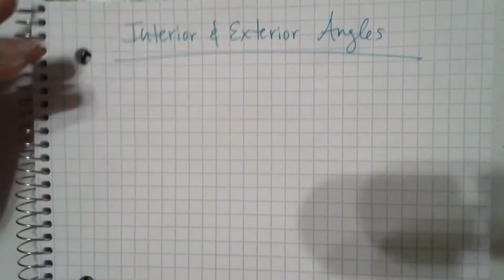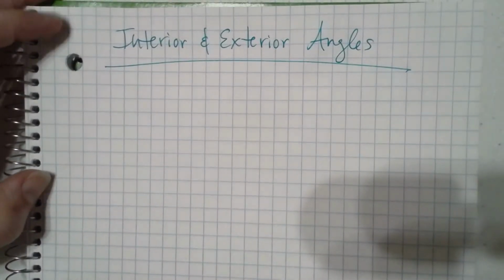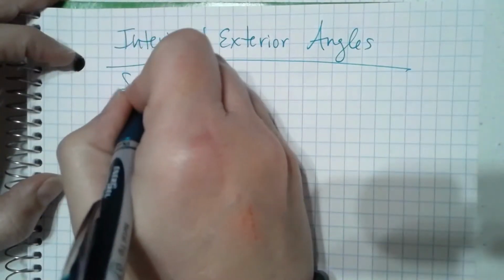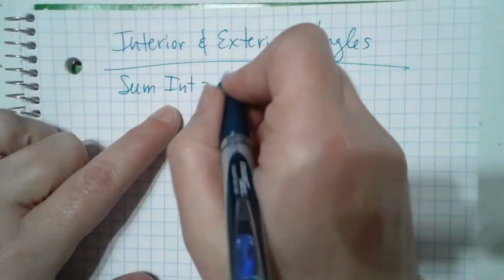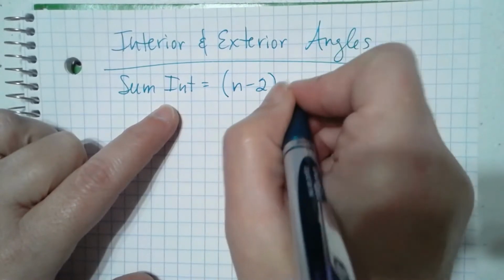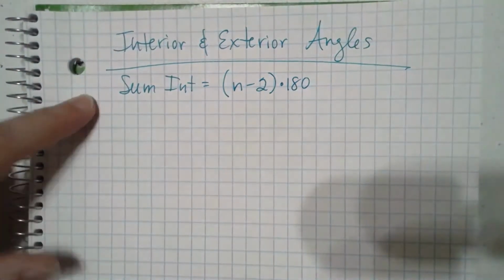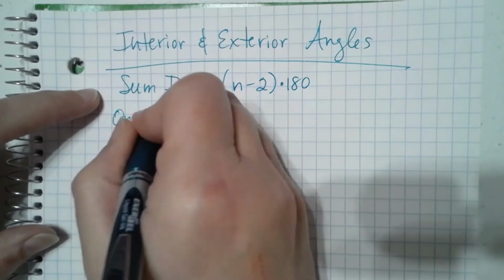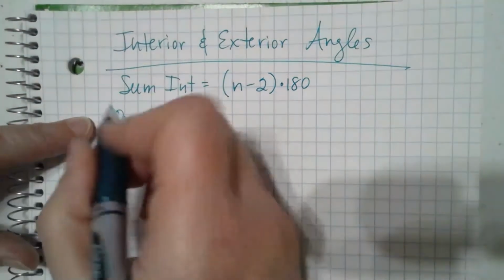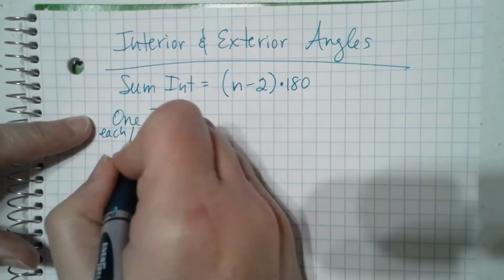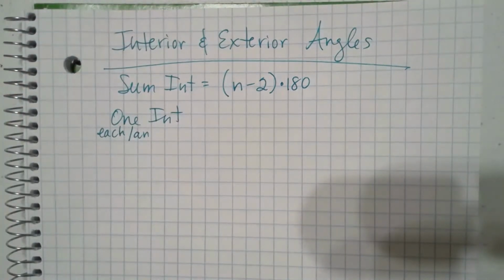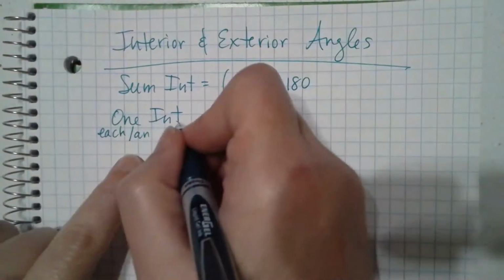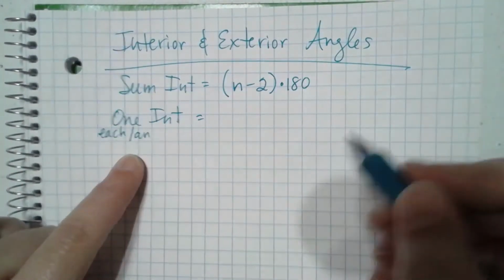Alright, so the formulas that we talked about in the last video, we didn't write down. So let's go ahead and write those. We have the sum of the interior. These are all on the inside, and we said that was n minus 2 times 180. We said one interior. Other words that you will see for one are each or an. So it might say each interior angle, or an interior angle, or one interior angle. All three mean the same thing.